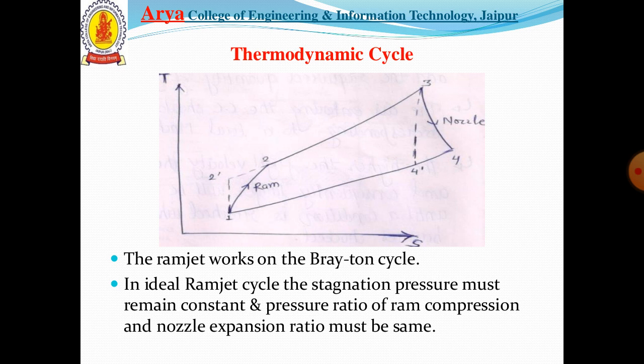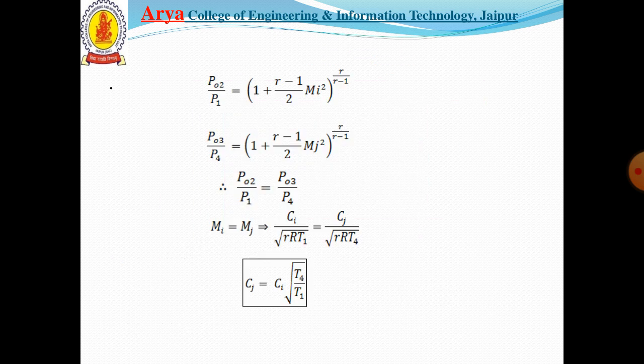In the ramjet cycle, the stagnation pressure must remain constant, and the pressure ratio of ram compression and nozzle expansion ratio must be the same. The calculation can be taken as P02 upon P1 equals 1 plus (r minus 1) upon 2 times Mi squared, whole to the power r upon r minus 1, where r is gamma. Similarly, P03 upon P4 equals 1 plus (r minus 1) upon 2 times Mj squared, whole to the power r upon r minus 1.